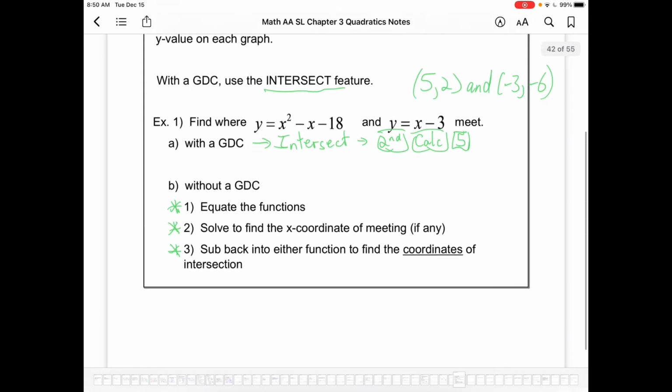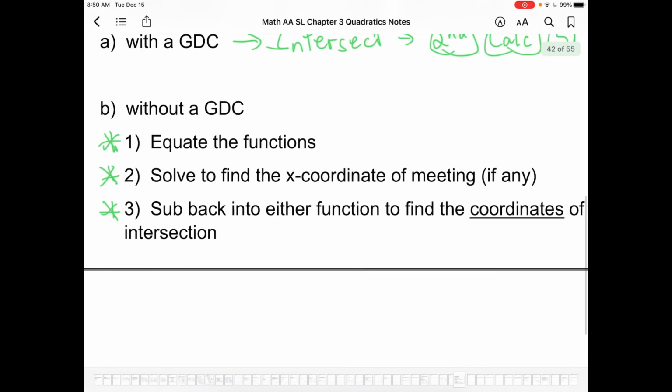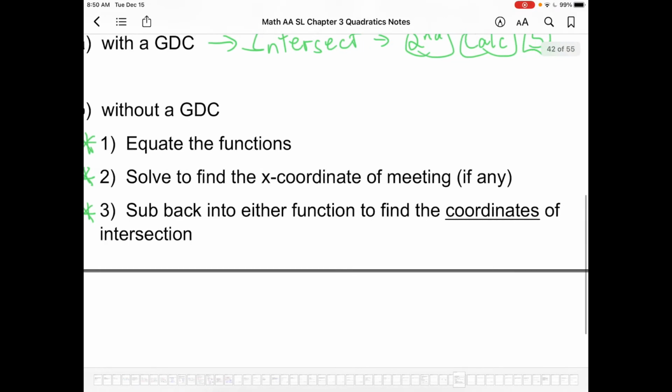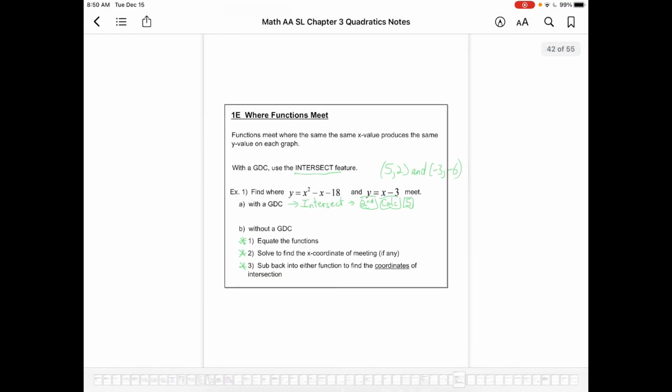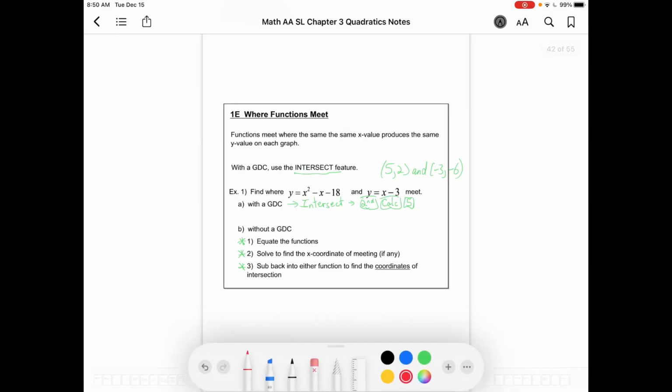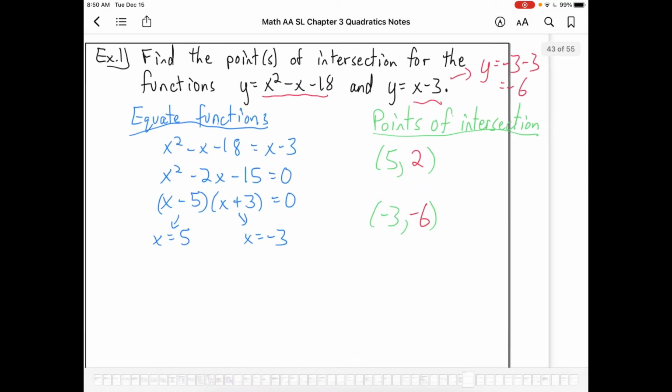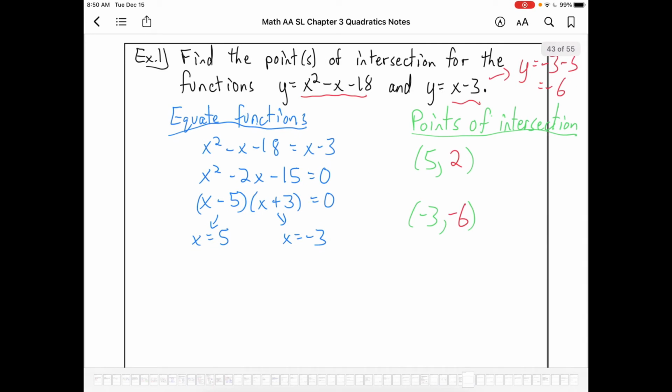So again, the technique was equate the functions, solve for the x-coordinate, and then make sure you go back and find the y-coordinates as well. Because if they're asking you for points of intersection, and all you write is x values, then you haven't found the points of intersection.